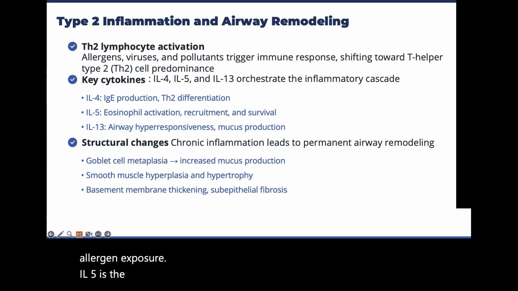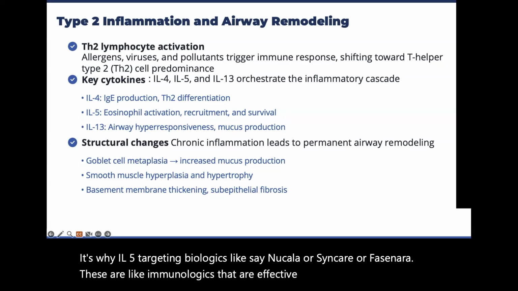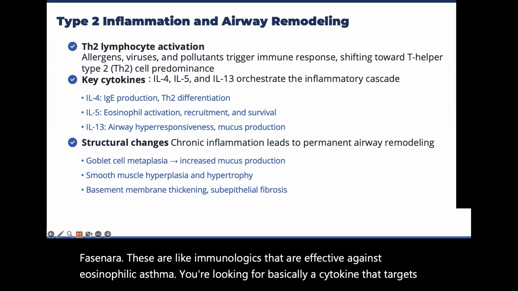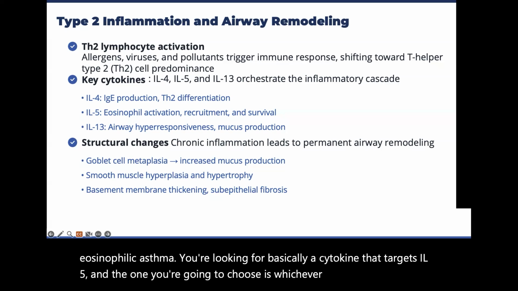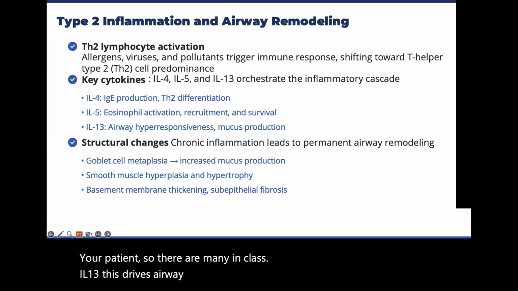IL-5 is the major cytokine for eosinophil activation, recruitment, and survival. It's why IL-5 targeting biologics like, say, Nucala or Cinqair or Fasenra, these are immunologics that are effective against eosinophilic asthma. You're looking for basically a drug that targets IL-5. And the one you're going to choose is whichever one's on formulary that day for your patient. So there are many in class. IL-13 drives airway hyperresponsiveness and mucus hypersecretion, leading to cough and wheeze.